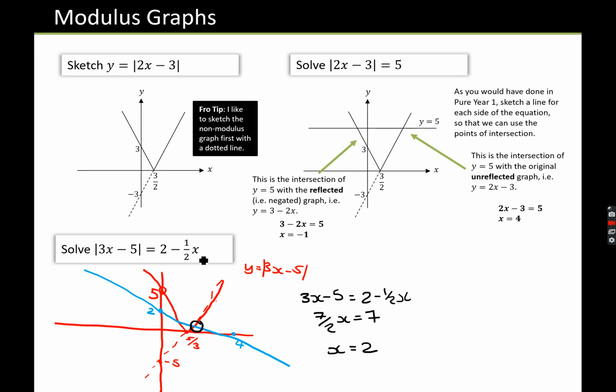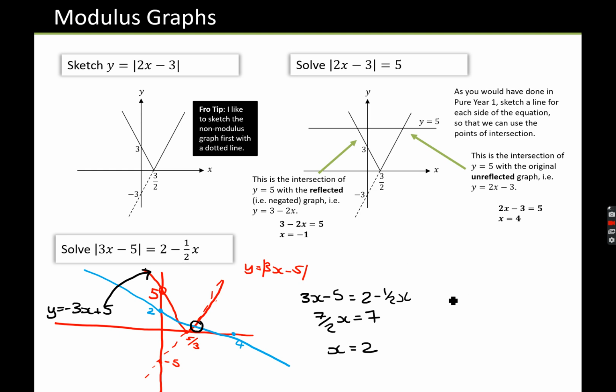The second intersection point is going to be a bit harder. Okay, so in order to do that, I need to know what the equation of my modulus side of the line is, where I've had to reflect up. So I negate that equation. So I'm negating all of the function 3x minus 5. So that's going to end up being y equals minus 3x plus 5. So you can negate the 3 to get a minus 3. You negate the negative 5 to get plus 5.